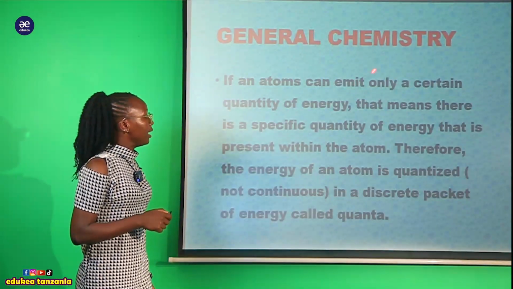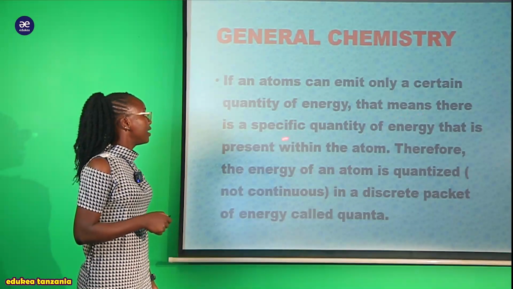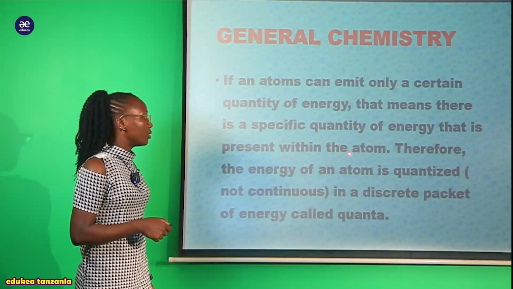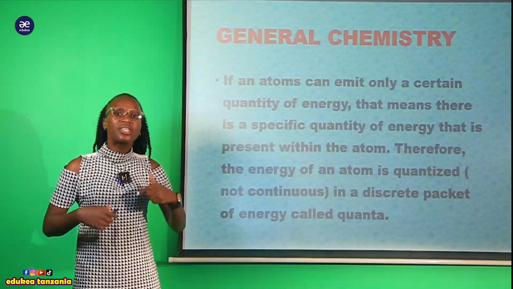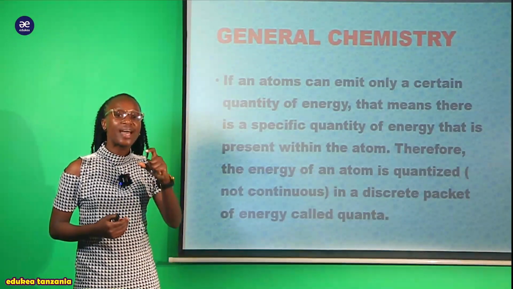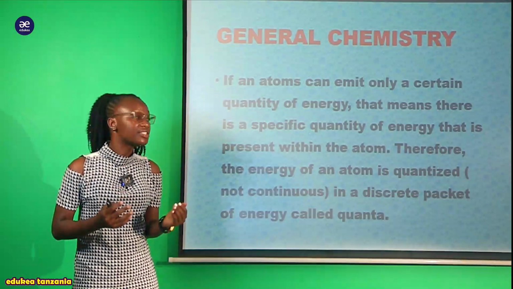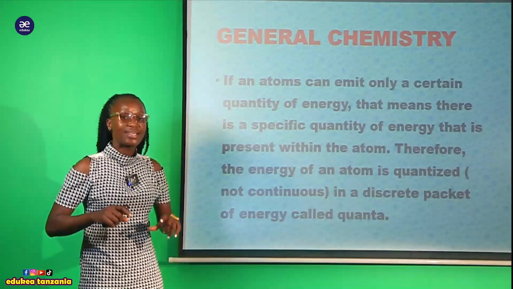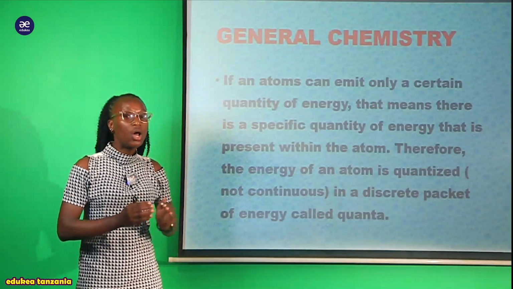So if an atom can emit only a certain quantity of energy, that means there is a specific quantity of energy that is present within the atom. Kama atom itaweza kuemit a specific kind of energy, kwa maana hiyo ni kwamba within the atom there is a specific energy. Yani kama atom can emit only a certain quantity, yani kiwango fulani tu, yani inafanya emission ya kiwango fulani tu, only a certain.